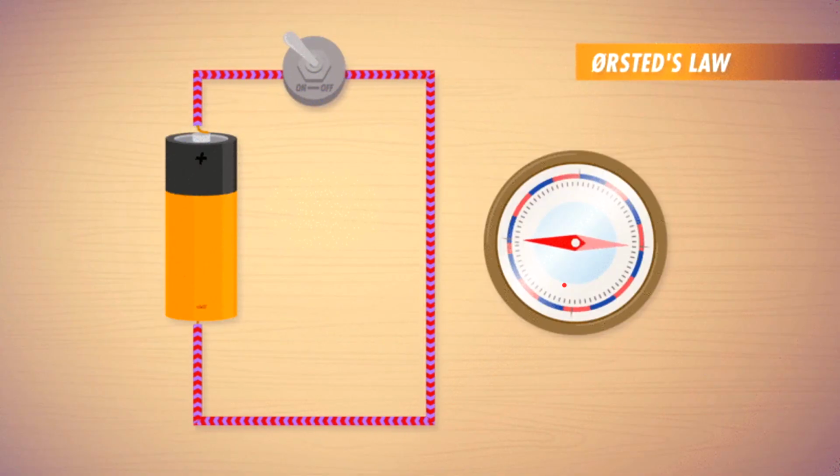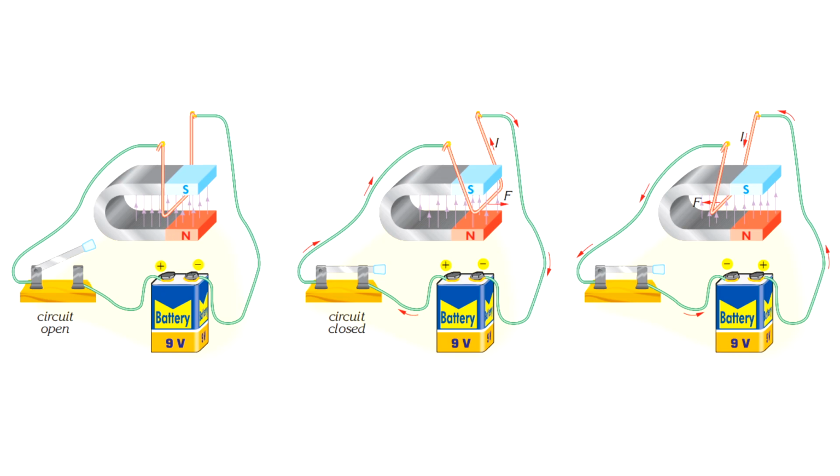Now, do you remember this demonstration? If a current running through a wire exerts a force on a magnet, you might expect the opposite to be true as well, that a magnet exerts a force on a current running through a wire. And it does. Pay attention to this demonstration.